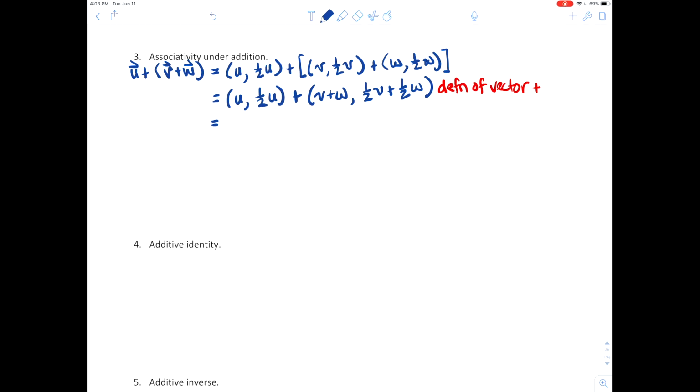You have to be careful because you're going to need to put parentheses around the v plus w, all right? And the 1/2 v plus 1/2 w. So we'll end up having u plus quantity v plus w for the first component, and then 1/2 u plus 1/2 v plus 1/2 w.